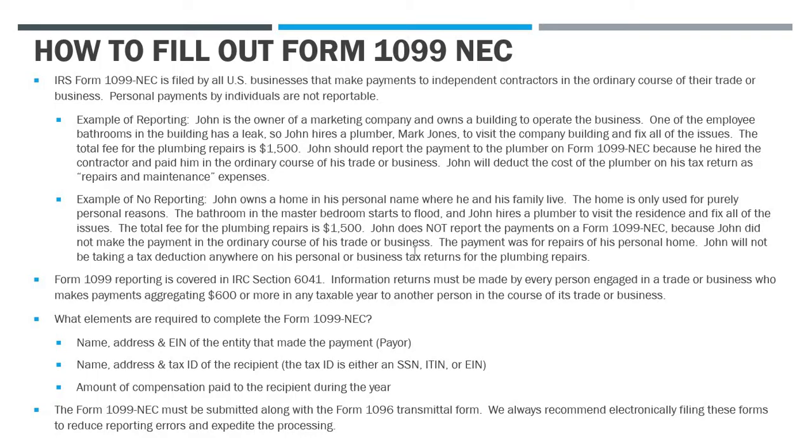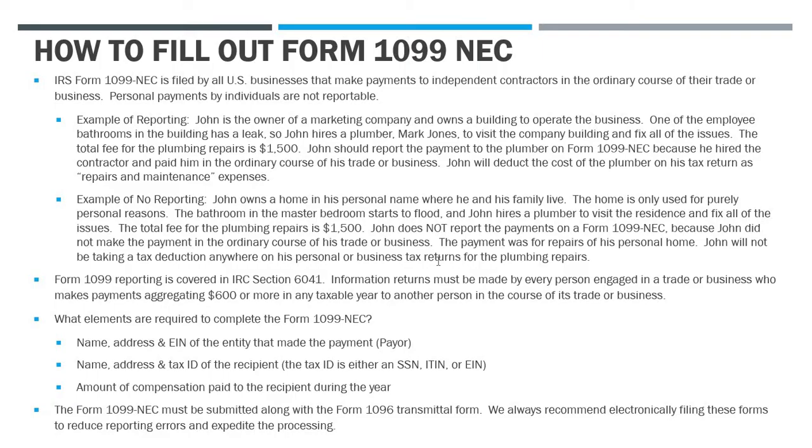Now, in this case, John does not have to do any 1099-NEC reporting, right? Because John didn't make the payment in furtherance of his business, right? It's his personal home. And so because it's repairs for his personal home, he's not taking a tax deduction anywhere. There's no business return involved for plumbing repairs and a maintenance expense. So there's no 1099-NEC reporting for John.